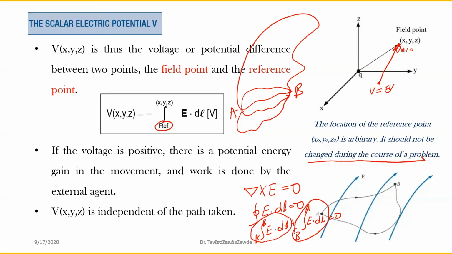So regardless of the path taken, we get the same potential. Then if we add these two, we get 0. So it's the same as KVL, right? The sum of the voltages in a closed path is always 0. So this is that version. E dot dl is V. Over a closed path, it is just like KVL, or Kirchhoff's voltage law, which says the sum of the voltages in a closed path is 0. So V is always independent of the path taken.